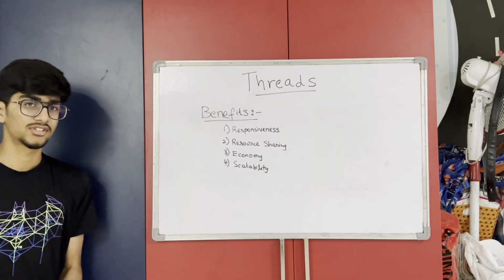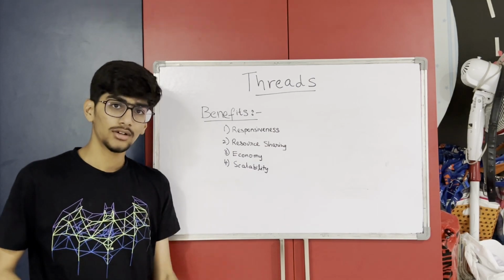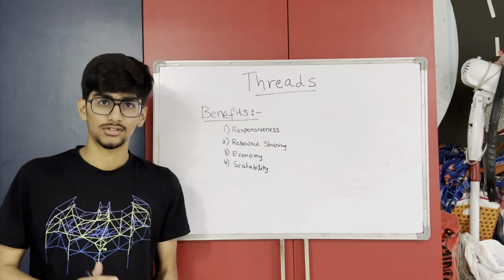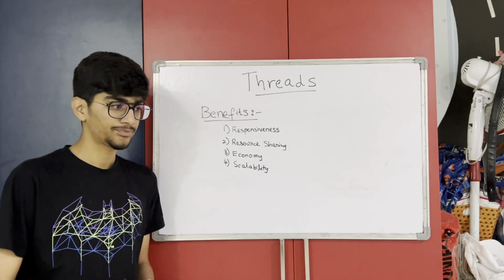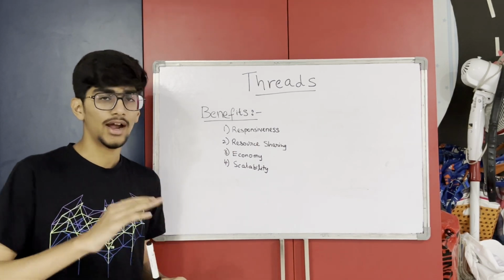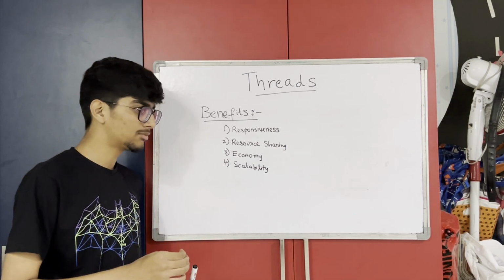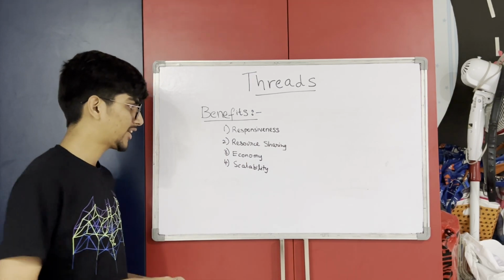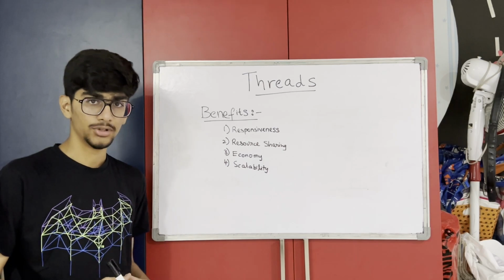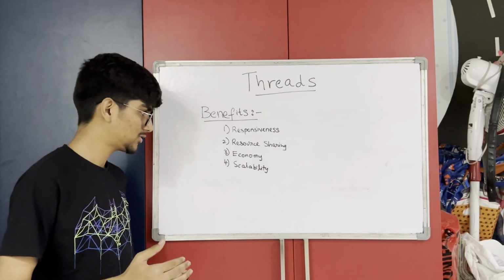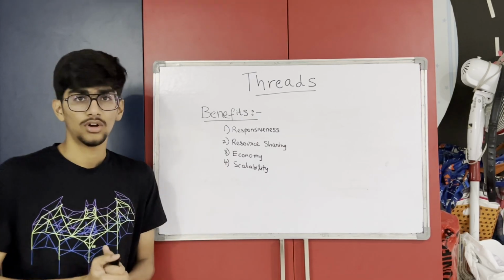Now let's talk about scalability. Many of the computers in today's world have multiple cores in their CPU. Now in a single core CPU, the CPU can only execute one thread at a time. But in a multi-core CPU, it can execute multiple threads at the same time. So we can scale these threads into multiple cores of the CPU in order to run processes exponentially faster. So these were the benefits of multi-threading.